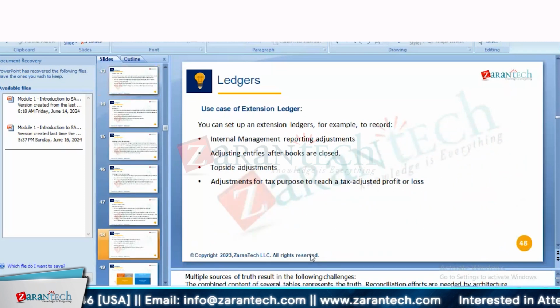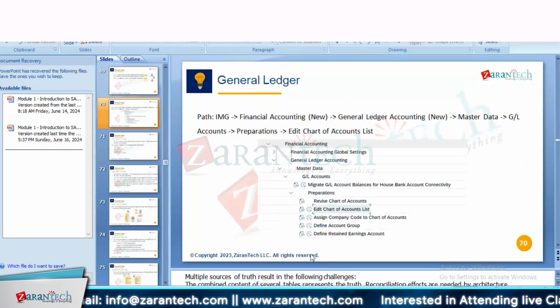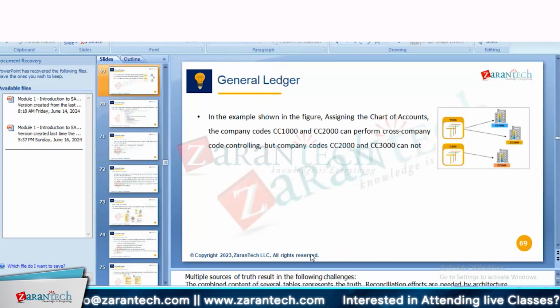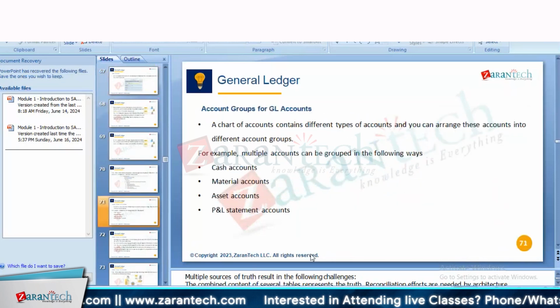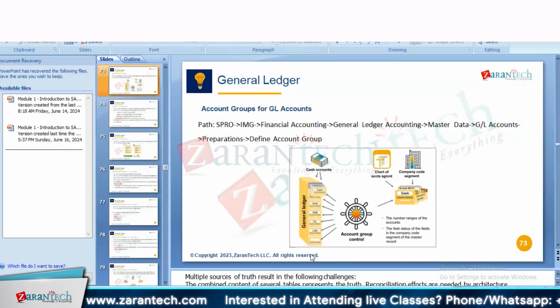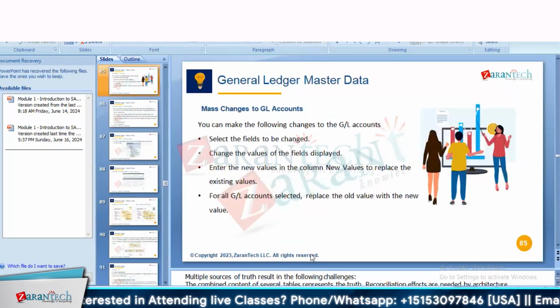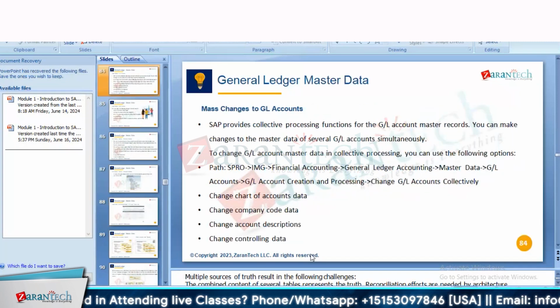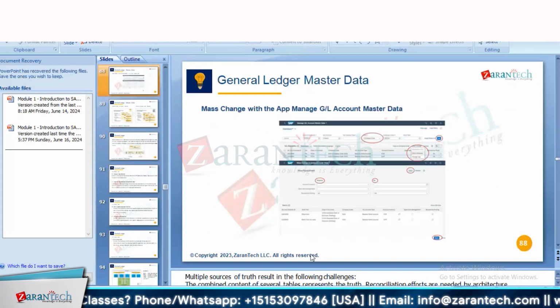I'm not sure if we have missed something. After ledger, we have to talk about the general ledger master and all. So chart of accounts and all those things we have to discuss next. We have not discussed these things in detail: account group, field status group. Next we have to discuss all these in detail. What are the operations we can perform at the time of creation of master data? Those are all things we have to understand next.